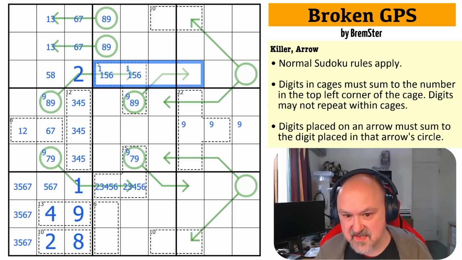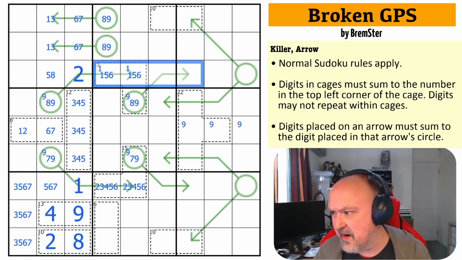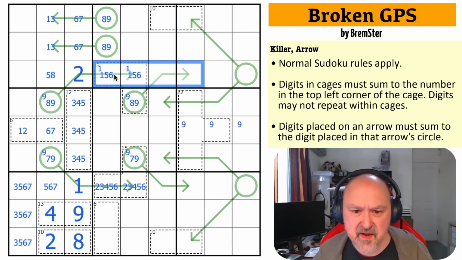So 2, 3, 4, 6 is out. I can't use a 2 at all. So 1, 2, 3, 9, 1, 2, 4, 8, 1, 2, 5, 7. So there must be a 3 on this. Because it's 1, 3, 4, 7.